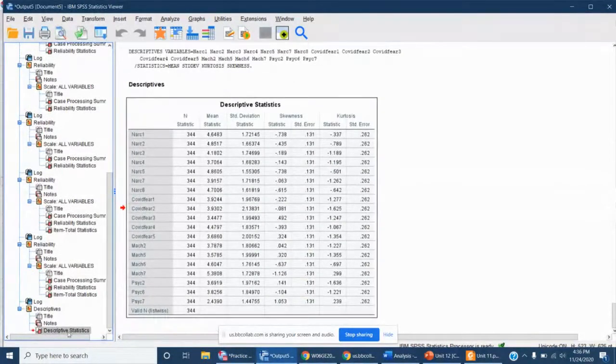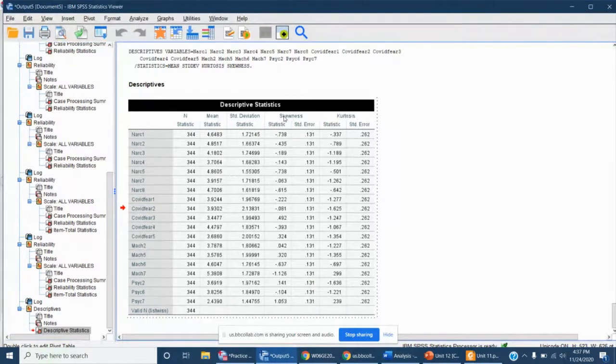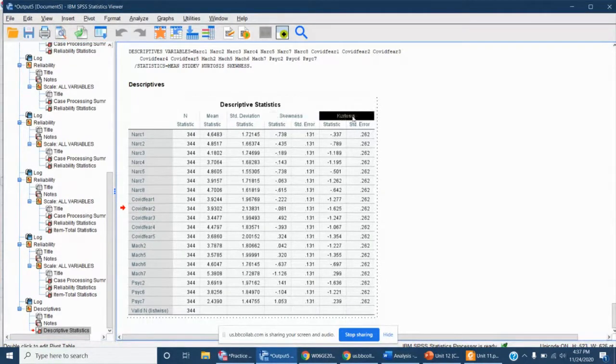The descriptive statistics table is very important, so you need to read and understand this table. Here I'm particularly interested in skewness and kurtosis, and in the statistic values. In kurtosis, I'm again interested in the statistic values. So what do these values tell me, and how can I interpret them?